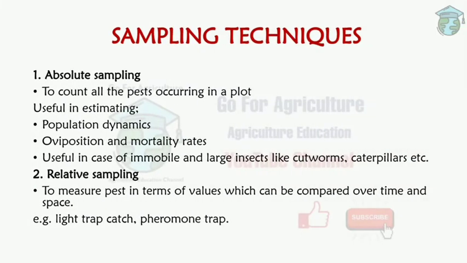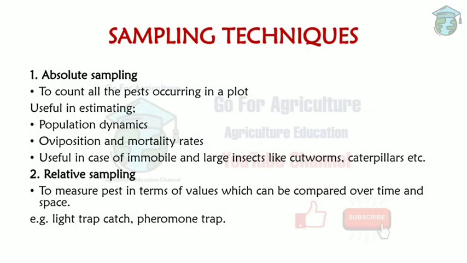Next is sampling techniques. There are two sampling techniques: one is absolute sampling and the second is relative sampling. Absolute sampling means counting the number of pests that occur in a plot. The main advantage is that we can know the population and also the mortality rates. Absolute sampling is used for immobile and large insects like cutworms and caterpillars, because they move slowly and are large, so we can easily count them.